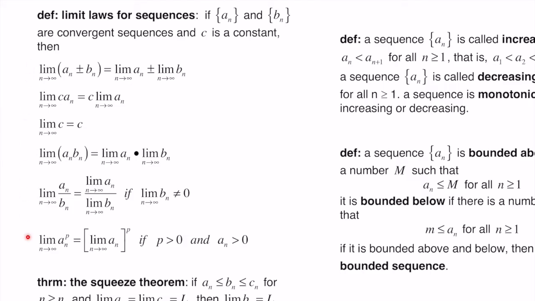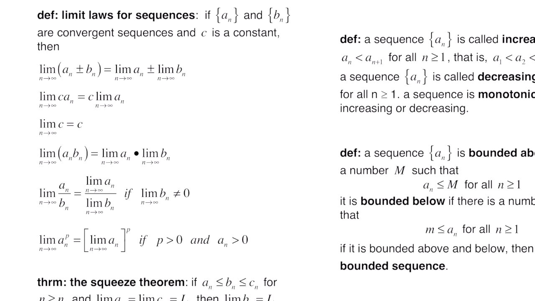Here we have a list of our limit laws for sequences. It says we have one sequence a sub n and another one b sub n. They are convergent and c is a constant. If that's the case, then we have these limit laws. If you have the limit as n goes to infinity of a sum or a difference, you can split it up and do the limit of the first sequence plus or minus the limit of the second.